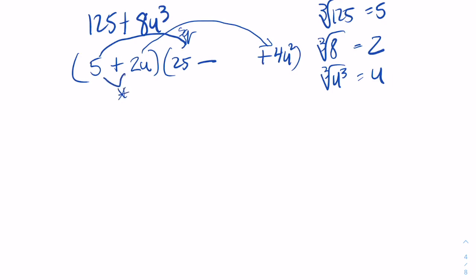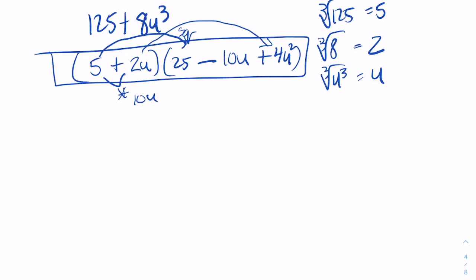Then I'm multiplying these ones. I already put the opposite sign, so this gives us 10u, so it's minus 10u. And then this whole thing is the answer. Okay. Let's try another example.